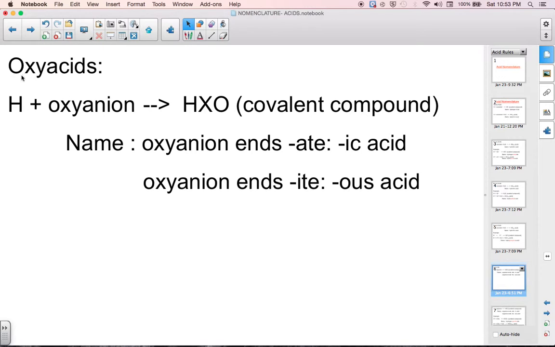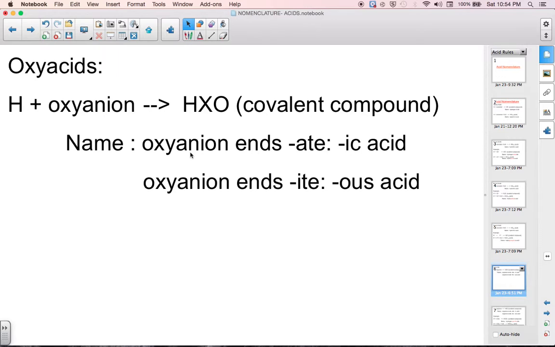This is the second, oxyacid. To make an oxyacid, I need to again add hydrogen, but in this case I need an oxyanion. Oxyanions are anions that have combined with oxygen, so we use this as our formula HXO. To name that, we have to keep in mind the name of the oxyanion.